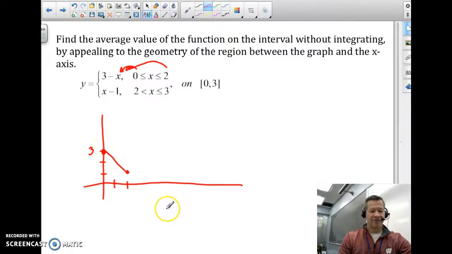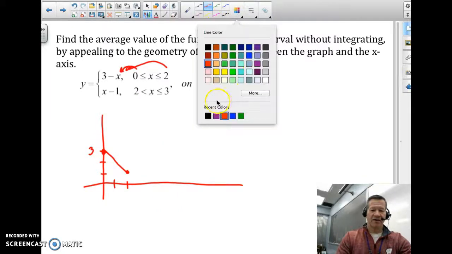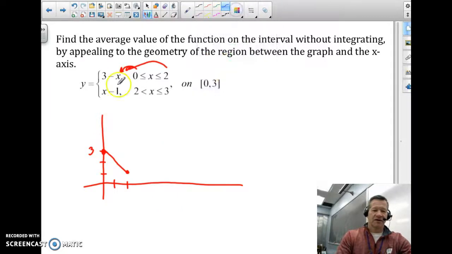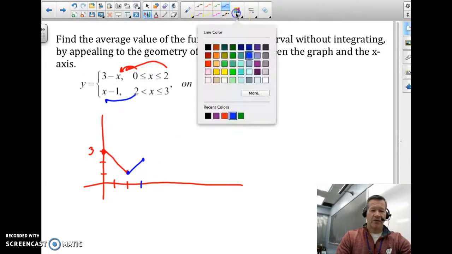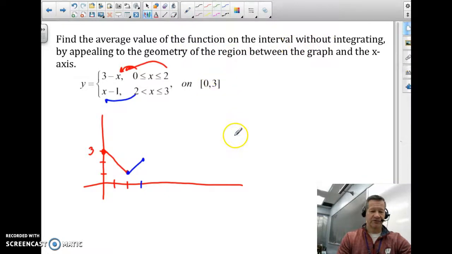It's that line segment. Now, the second part of the graph, in a different color, is also a line, with a slope of positive 1 from 2 to 3. If I plug 2 in here, 2 minus 1 is 1. It starts at (2, 1), right where the other one left off, and 3 minus 1 is 2, so (3, 2). Now it goes back up with a slope of positive 1. So what do we want to know? We want the average value of this function from 0 to 3.